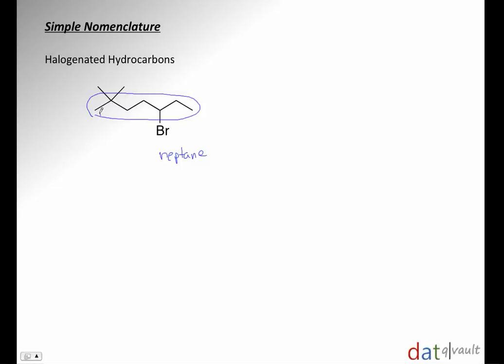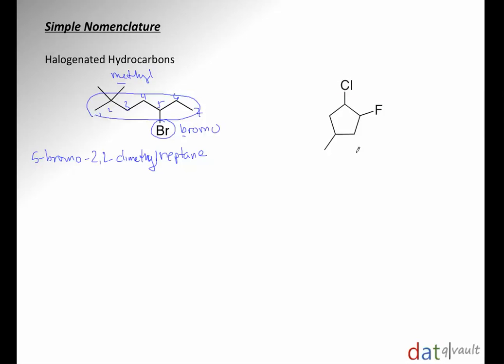We're again going to number the carbons such that the substituents have the lowest number. These are methyl groups. This is a bromine, so we're going to call this a bromo substituent. B comes before M in the alphabet, so we're going to start with 5-bromo, 2,2-dimethyl heptane.